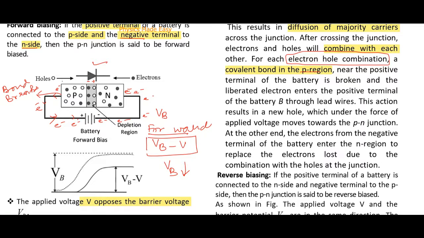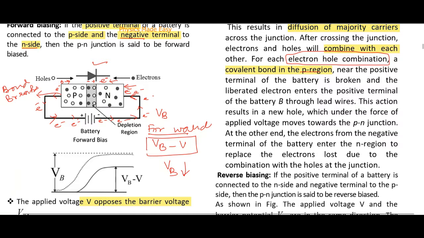Hole moves towards this side. Electron moves towards this side. Electron moves in this way. This battery releases an electron and the electron goes here. For every electron moving in this direction, an electron enters here. In this way, the charge balance is maintained.